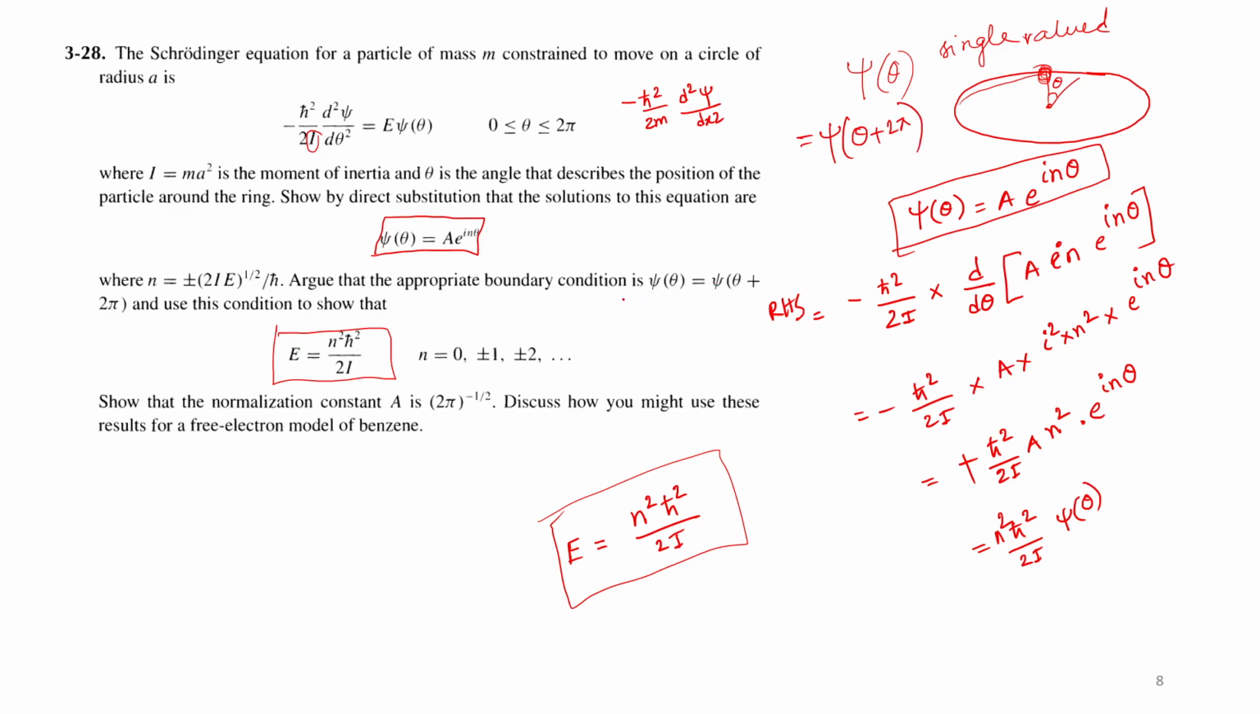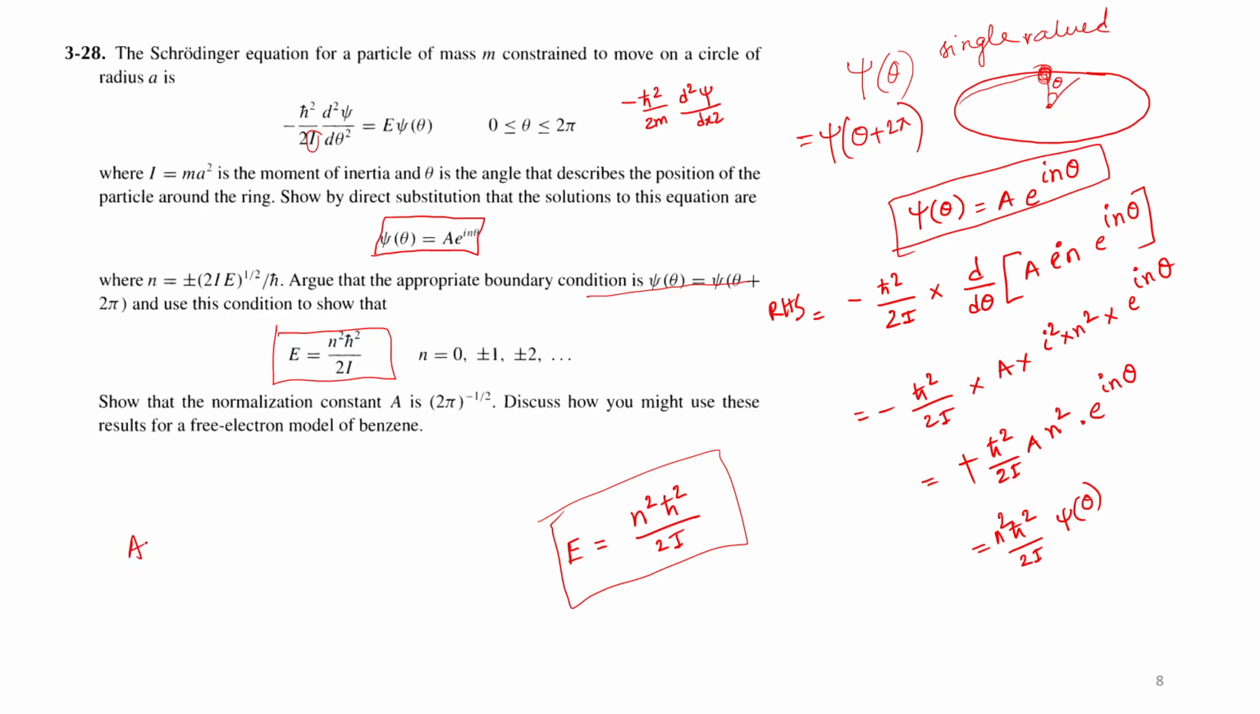So that is what they are saying: if you use the boundary condition psi of theta equals psi of theta plus 2 pi, whenever we put some boundary conditions, you are going to get your quantum numbers, right? The quantum number arises from the boundary condition, not from the Schrodinger equation directly. I think this has been discussed a lot of times.